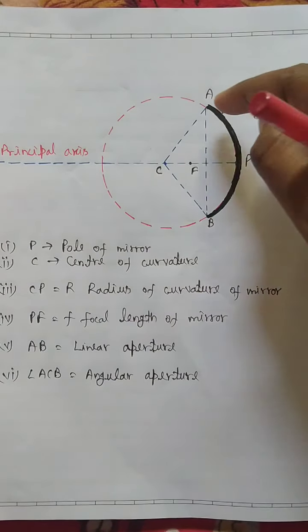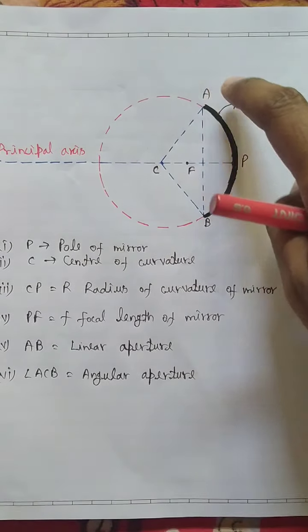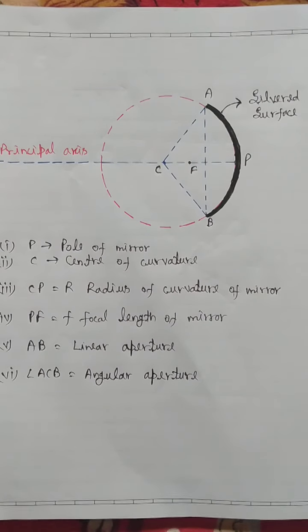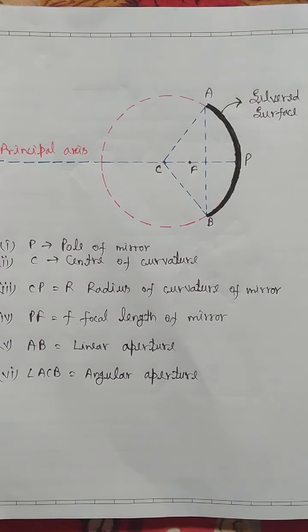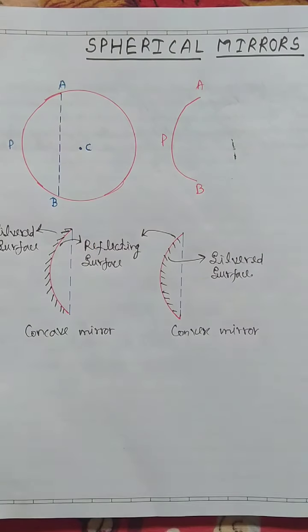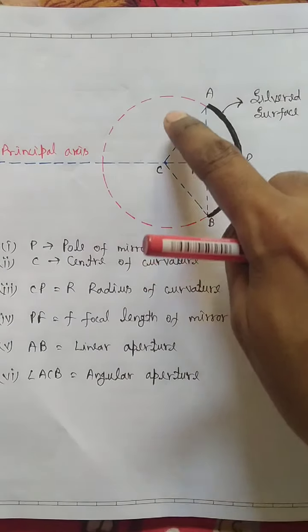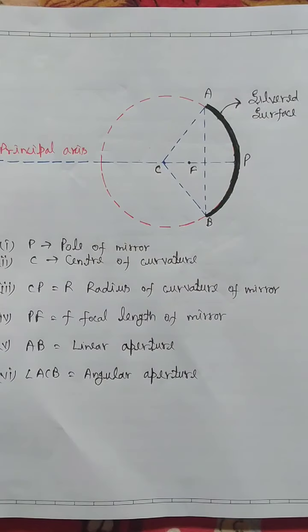In this diagram, APB is a spherical surface and the bulging out surface is silvered. That means the bulging out surface is the silvered surface and the bulging in surface is the reflecting surface. That means the reflection of light takes place on the inner surface of this spherical surface. So this is a concave mirror, because in a concave mirror the bulging out surface is the silvered surface and the bulging in surface is the reflecting surface.